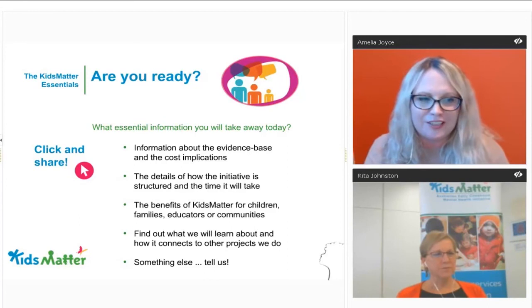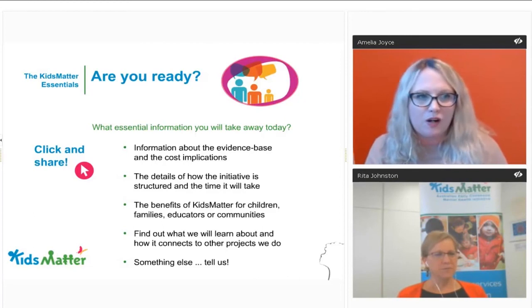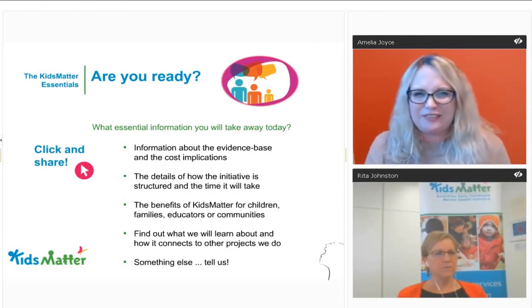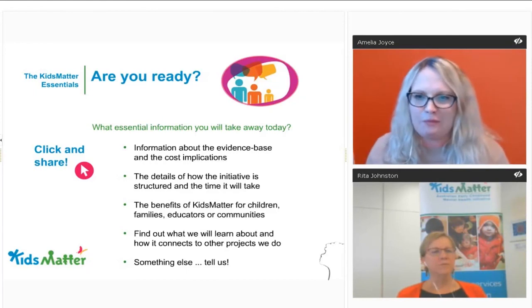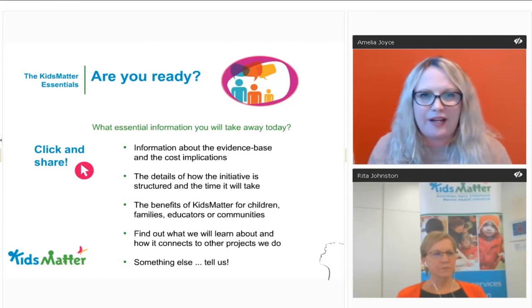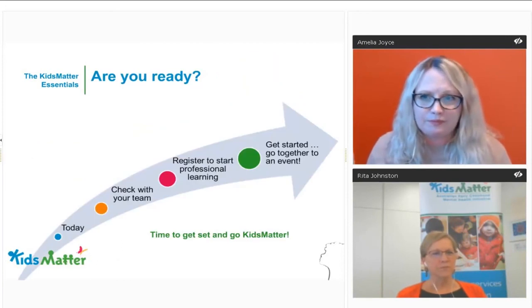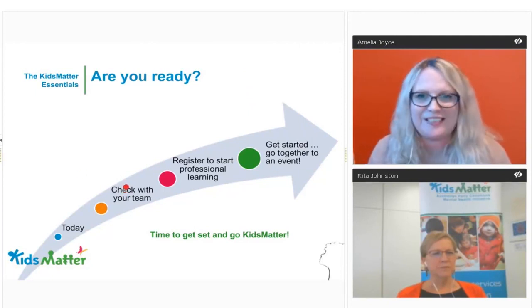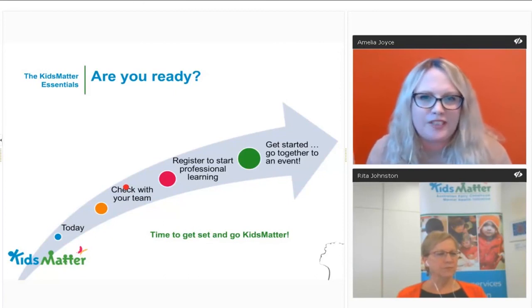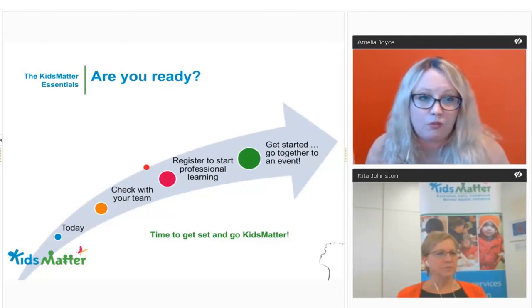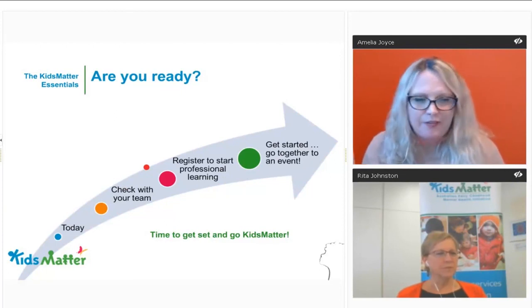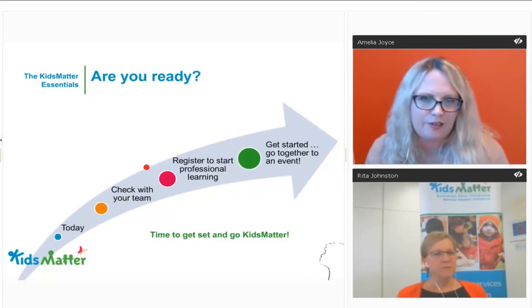And one of the things that we do find is that lots of people, once you get over the initial hesitation about being online, really enjoy doing that. So about the next steps if you are ready. At the moment, we're at today, which is at the bottom of the arrow, just here. Today we've gone through some of the processes, some of the key information. What we suggest you do from here is to go back to your team, your service, your school, your setting, and check with your team whether they would like to be involved with KidsMatter as well. It doesn't mean that everyone has to be involved at once, but like Rita said a little bit earlier, it's good to have a buddy or two involved in helping the process.